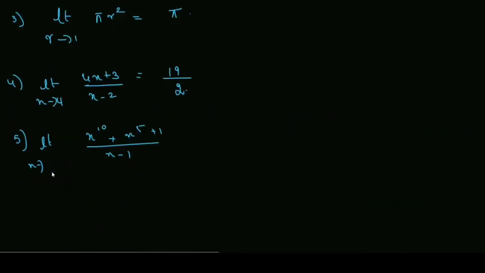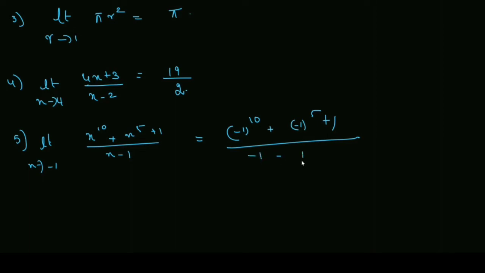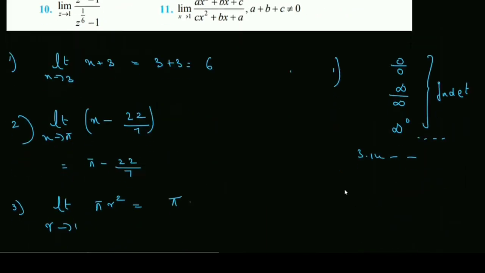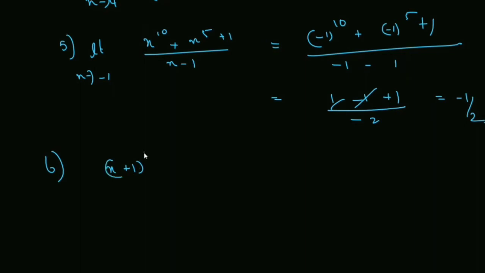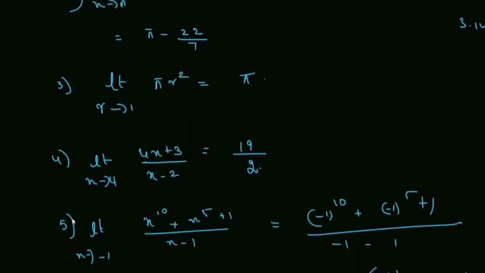Fifth one. So first substitute as it is. Even if it is a rational function, just substitute. So minus 1 power 10 minus 1 power 5 plus 1 divided by minus 1 minus 1. So this is 1. This is minus 1 plus 1 by minus 2. So minus 1 by 2. Sixth one, x plus 1 power 5 minus 1 by x, limit x tends to 0.